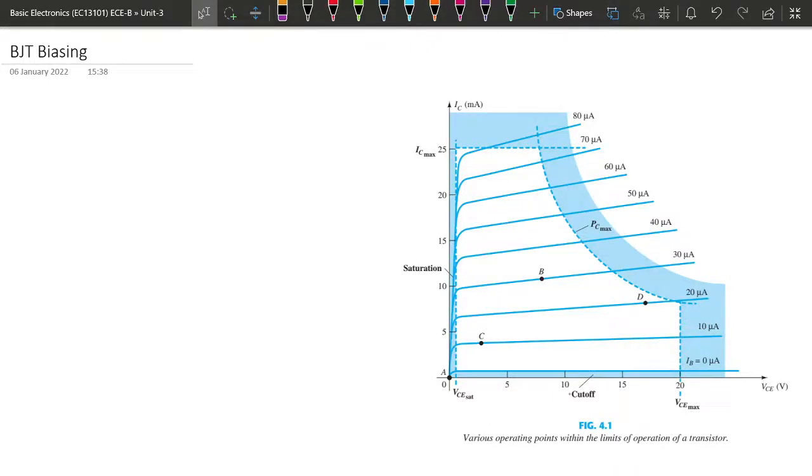Okay, so in this class basically we will see the BJT biasing. Before going with the BJT biasing, we'll see how we need to go with the DC load line plotting in case of BJTs. In case of diodes, we have seen how we can go with the DC load line plot. In the BJT also we will see how we will be starting with the DC load line plot.